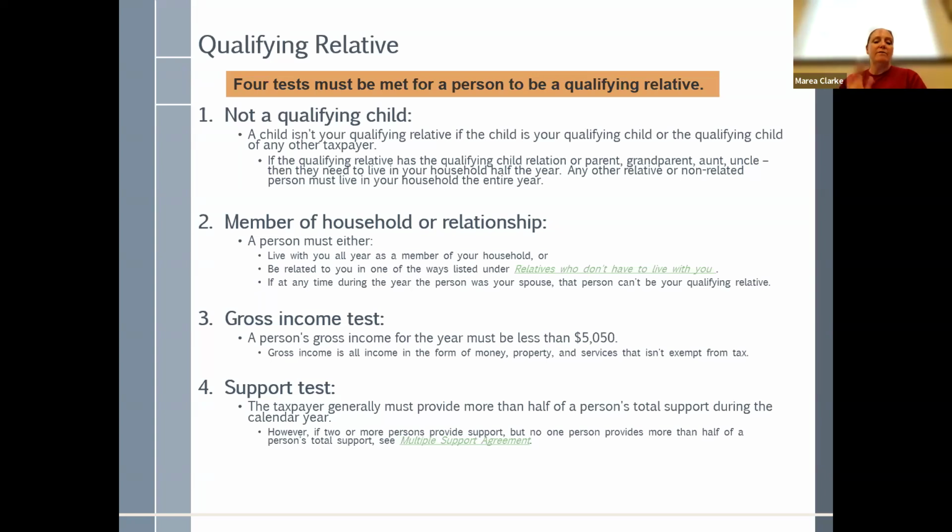To be a qualifying relative, that person must also not have more than $5,050 of gross income. And the taxpayer must have provided more than half of that person's total support during the calendar year. And again, there are more tiebreaker rules, with links in the 4012 if you ever need to go into that.